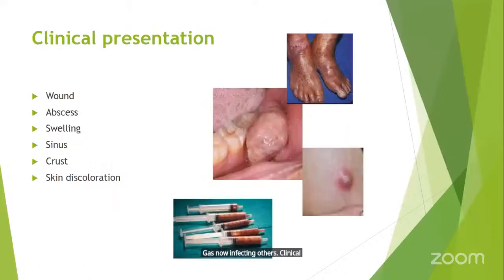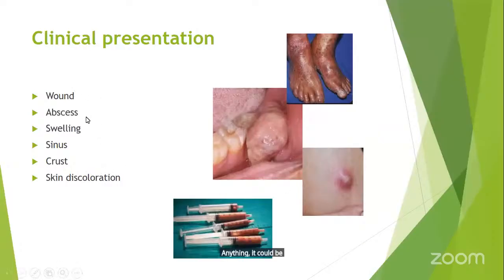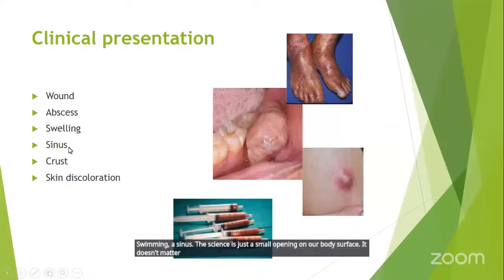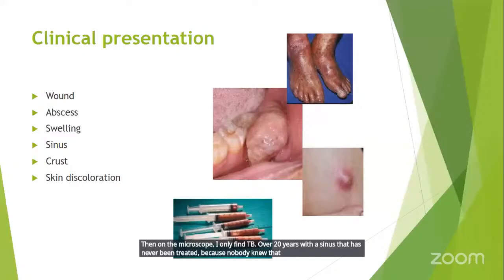Clinical presentations of soft tissue lesions vary depending on where they are. It could be a wound, an abscess, a swelling, a sinus. A sinus is just a small opening on a body surface. It doesn't matter where, but there is a sinus that discharges some pus slowly, daily, for many years. I found a patient with a sinus for over 20 years who had spent everything and there was no diagnosis. Then I aspirated pus like this, and on the microscope, I only found TB. Over 20 years with a sinus that was never treated because nobody knew that TB could be part of the problem.